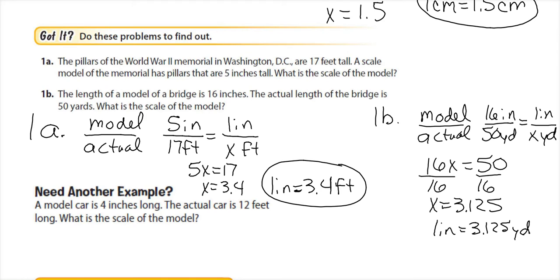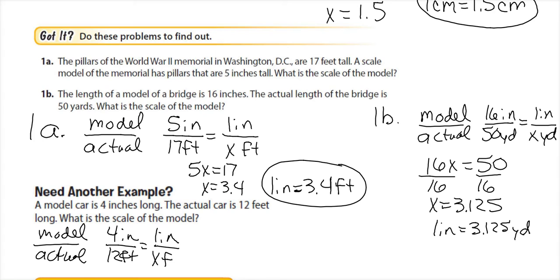It says a model car is 4 inches long. The actual car is 12 feet long. So what's the scale of the model? So again, it's model over actual. So the model length is 4 inches, and it's actually 12 feet. All right, so what's the scale? So 1 inch then represents how many feet?